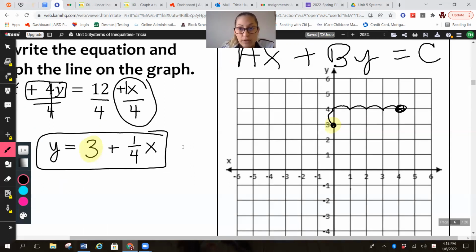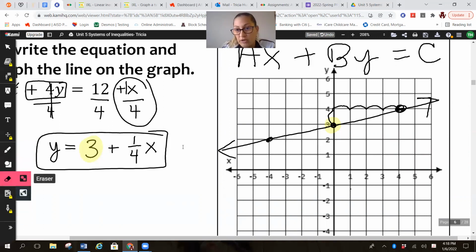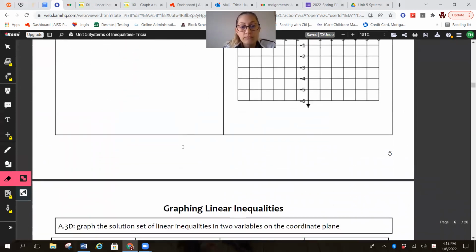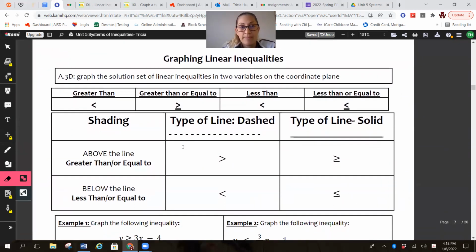Now let's go backwards. Go down 1, but go to the left. 1, 2, 3, 4, put a point. Connect all the points. And I am going to erase all the lines to make it look pretty. Okay? That's how we graph a line. That's how we solve for Y. Now let's take a look at our new topic, graphing a linear inequality.